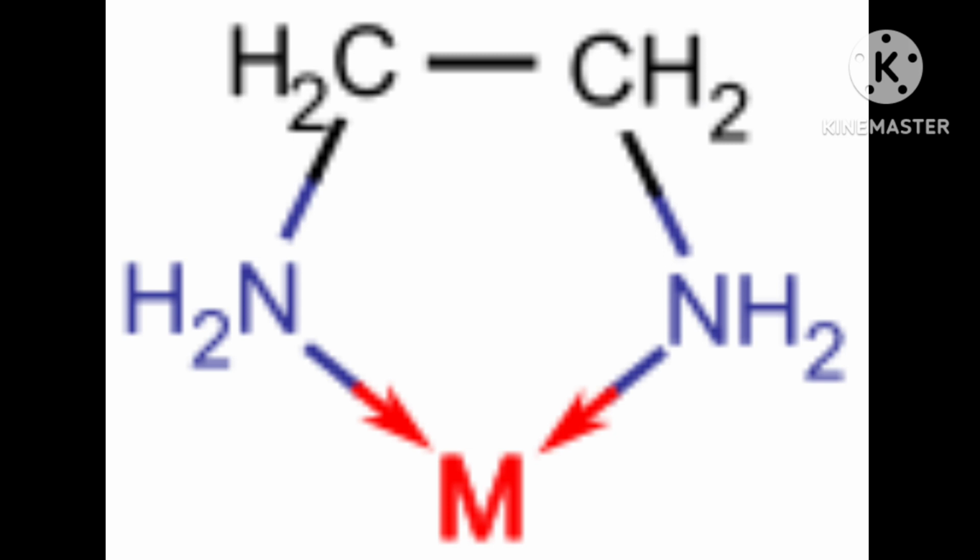Lewis base means it can donate a pair of electrons. As for example, NH3: N has a lone pair of electrons. It can donate, so this is the Lewis base. But some molecules or ions can attract the electron, can take the electron. That is called a Lewis acid. Here the central metal atoms or ions are called Lewis acids because they can accept a pair of electrons. This I have discussed about the central atom or ion.